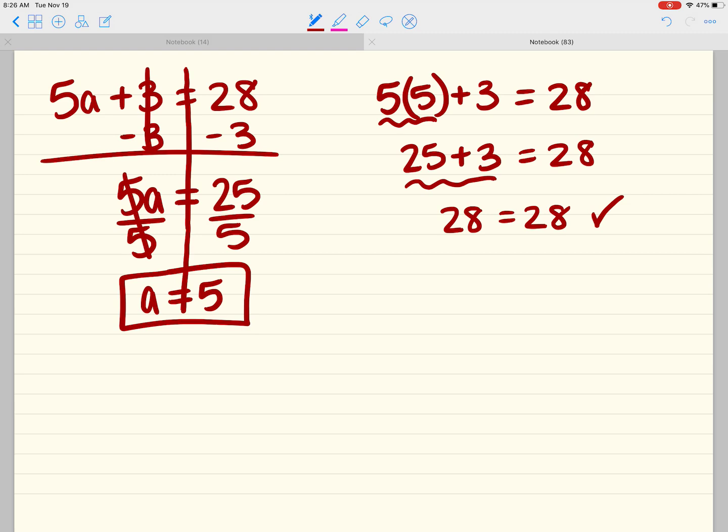Okay, we feel okay about that one? Here's the deal. Most of the time, not always, I don't want to say always because it doesn't always happen this way, but most of the time you're going to use addition or subtraction first and then multiplication or division to get the variable by itself. Okay?